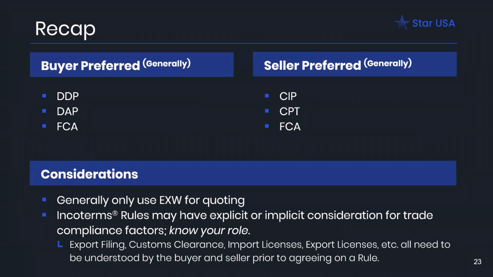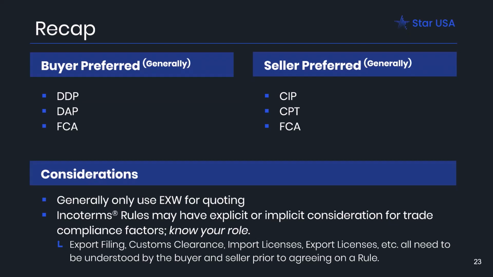Is there other export filing requirements? Are there customs clearance requirements? Are licenses required? All of those need to be recognized by both the buyer and the seller prior to agreeing on a rule. And this goes back to what I said earlier. Communication is extremely important. If you're the buyer and you're buying DDP, what responsibilities do you have to inform your seller of what the import rules are? It can depend. If you're not communicating with your seller overseas, then their ability to actually bring the goods to you under DDP is likely in jeopardy. And then the goods get held in customs and you never get your cargo.